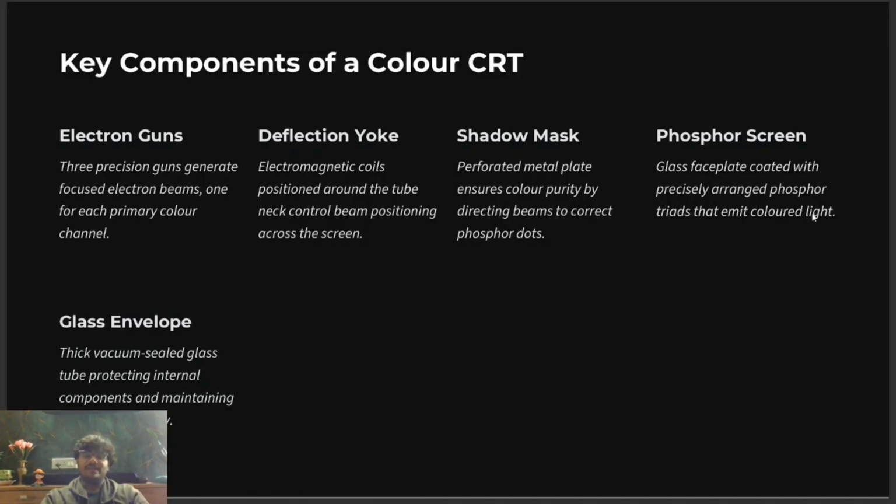A color CRT contains five key components. First, the electron gun. This generates and fires the red, green, and blue electron beams. The second is the deflection yoke. It is an electromagnetic coil that steers the beam across the screen. Third is the shadow mask. This perforated metal sheet ensures each beam strikes the correct phosphorus dot that we have studied in our previous slides. Fourth, the phosphorus screen is the front surface of the tube, which is coated with the RGB phosphor triads. And fifth is the glass envelope, which is a thick vacuum-sealed glass tube that holds everything together. All these components work in perfect synchronization to create a stable and vibrant image.